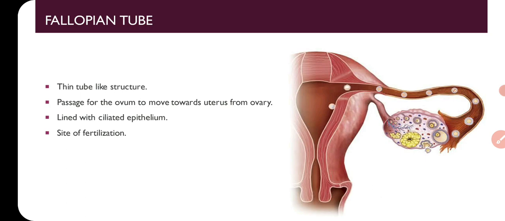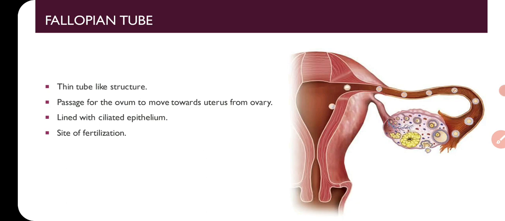Fallopian tube is lined with ciliated epithelium. Its internal surface has lots of cilia. That cilia helps in the movement of ovum, because unlike the sperm, ovum is a non-motile cell. It cannot move by itself. So for the forward movement, the cilia present on the internal surface of the fallopian tube help it.